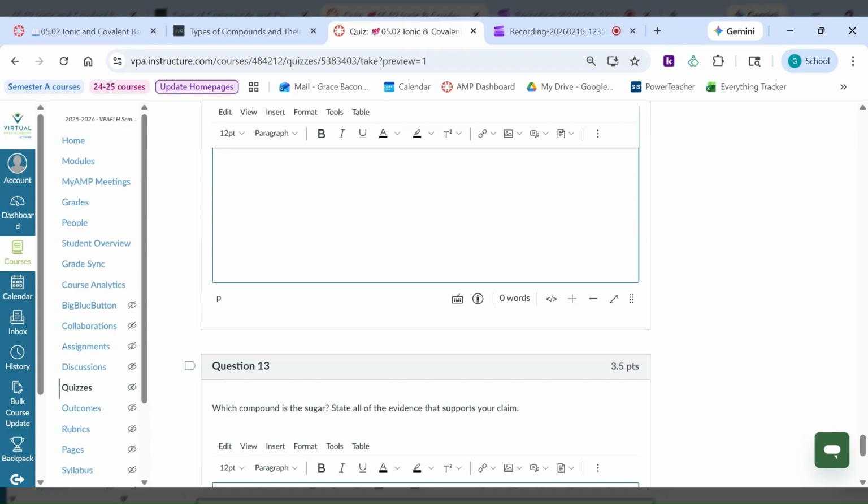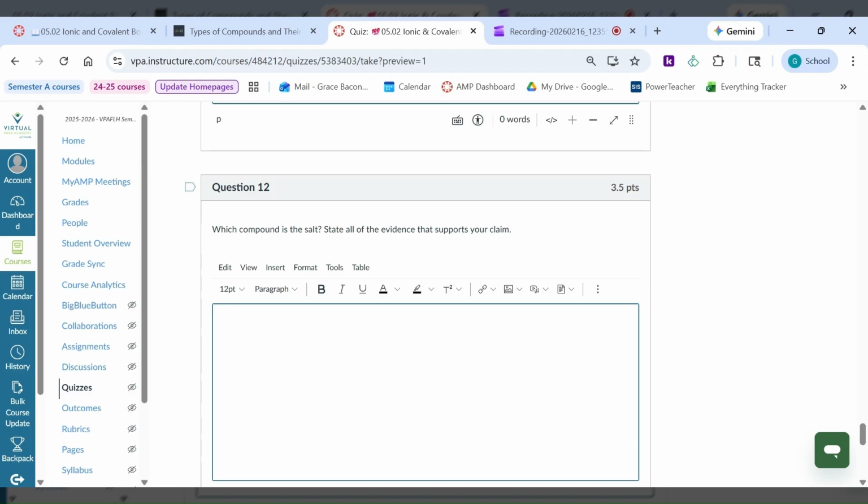And then finally, for my last 2 questions, this is where I'm drawing my conclusion. I should say which compound is A and which compound is B, and I want to state all of the evidence that supports that. So for each of these, I should be saying either compound A or compound B. You're not going to write A/B. You're going to pick one, either A or B.